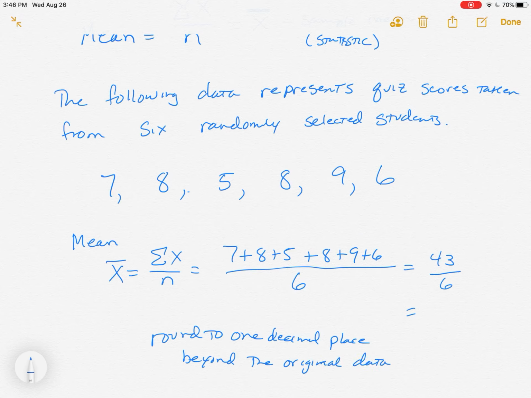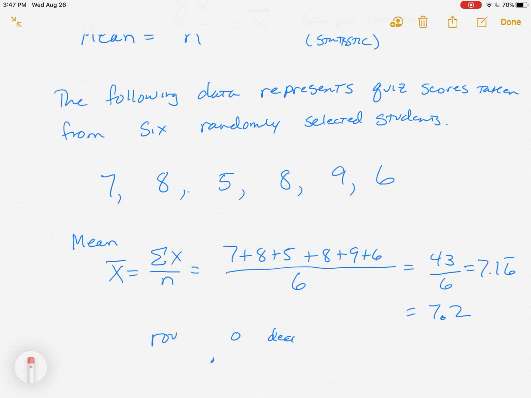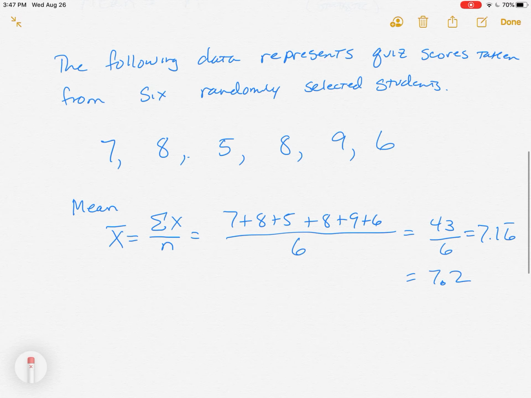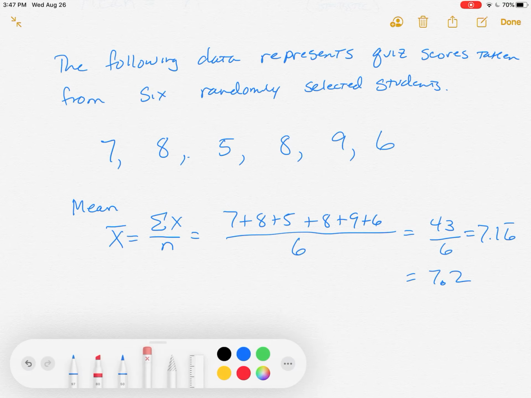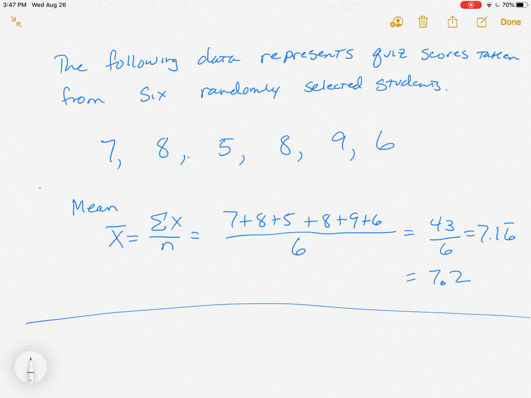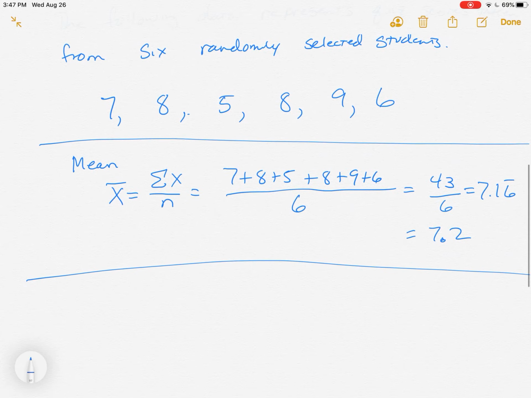So the original data is all in whole numbers: 7, 8, 5, 8, 9, 6. What I'm looking at in my calculator is 7.16 and the 6 repeats. I'm going to have to report an answer of 7.2. 7.2 is the answer to that problem, rounded the way our author likes it to be rounded. That's the mean. That's usually the longest piece out of all 4 of them.